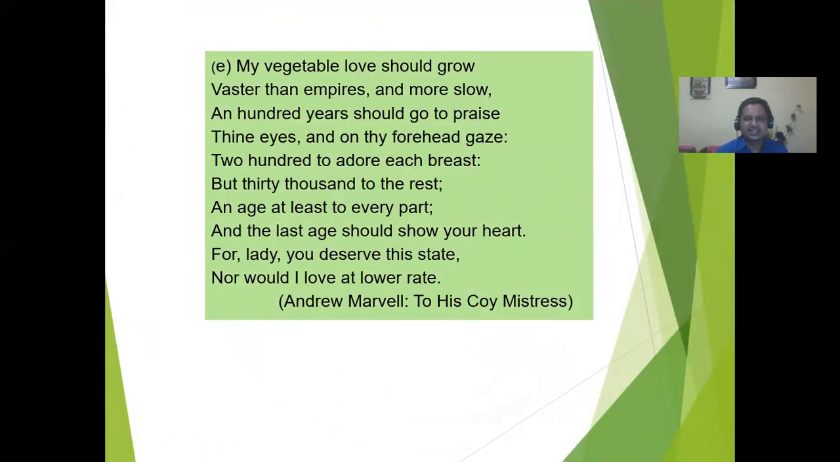There is another example of hyperbole. "My vegetable love should grow vaster than empires and more slow, and a hundred years should go to praise thine eyes and on thy forehead gaze, two hundred to adore each breast, but thirty thousand to the rest, and an age at least to every part, and the last age should show your heart. For lady, you deserve this state, nor would I love at lower rate," from To His Coy Mistress by Andrew Marvell. So we find a very exaggerated, hyperbolic expression here. The lover is eulogizing, praising the beauty of his beloved in a highly exaggerated manner. So these are the examples of hyperbole.